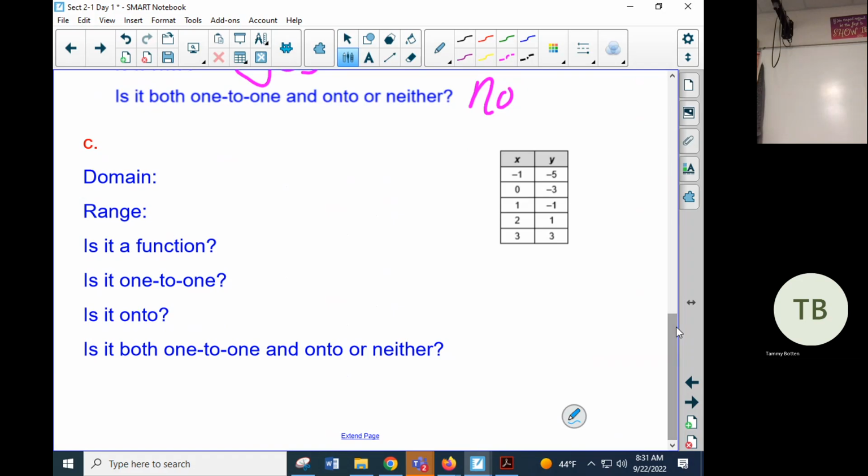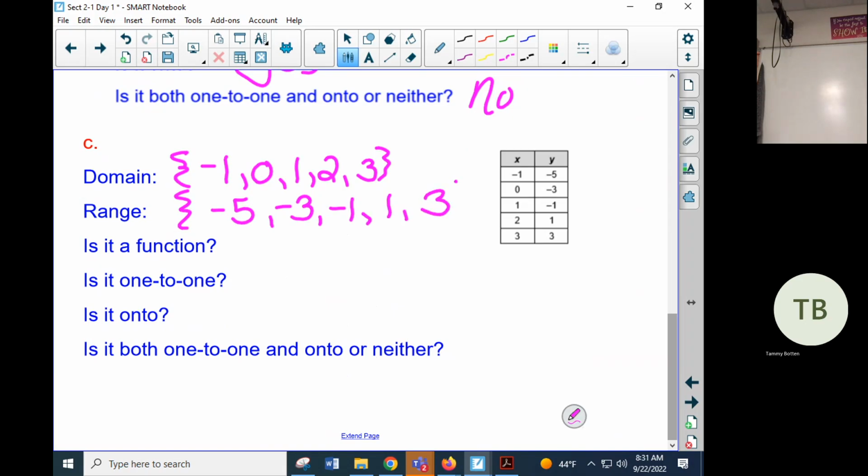Then if we go down here, if they give you this, this is just like giving you a list of ordered pairs. So with this, what you would do is for your domain, you would just write down your X values: -1, 0, 1, 2, 3. For your range, you'd write down your Y values. So -5, -3, -1, 1, and 3.